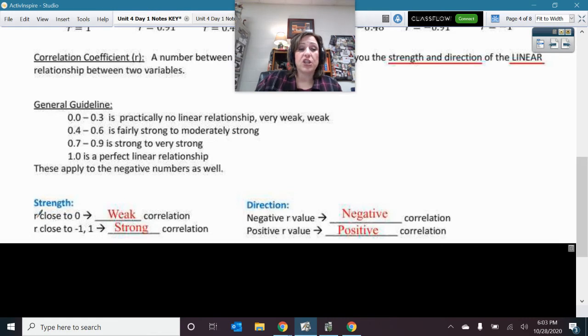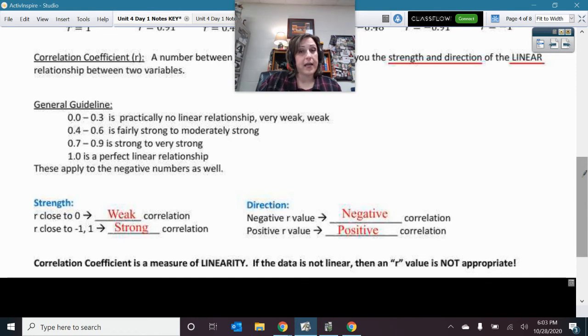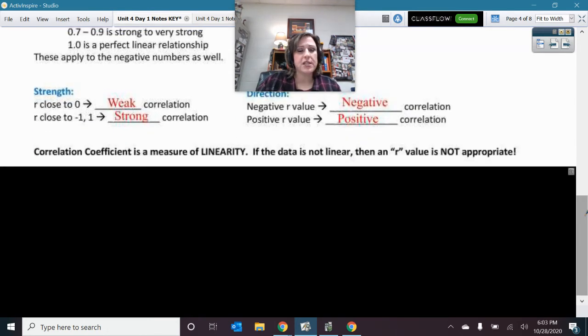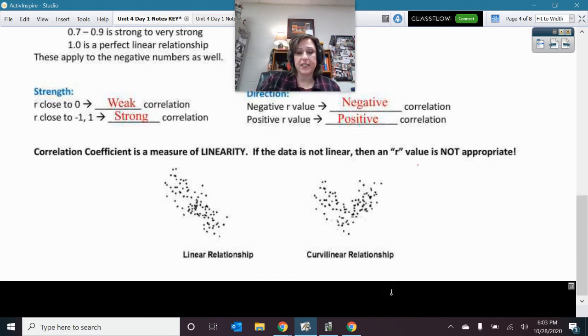So the closer R gets to 0, you have a weak correlation. R close to negative 1 or positive 1 is strong. And of course, a negative R value is a negative correlation, and a positive R value is a positive correlation. And finally, I've already mentioned this, but just to remind you, the correlation coefficient is a measure of linearity. If your data is not linear, you will not describe it with R because that's not an appropriate measurement. R is a measurement of linearity only.